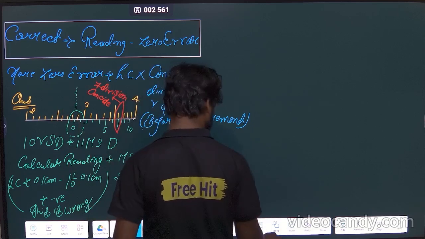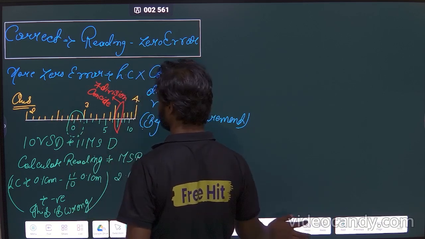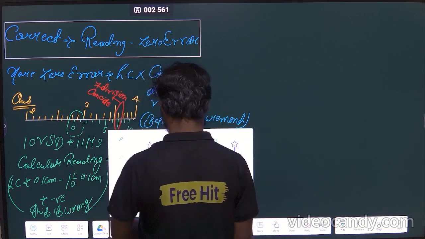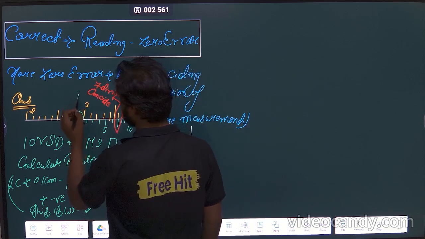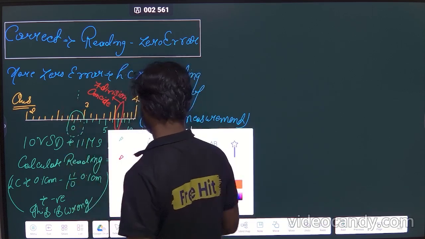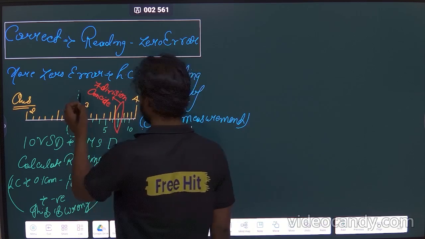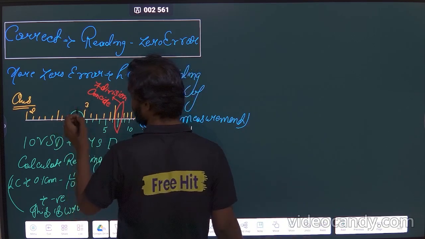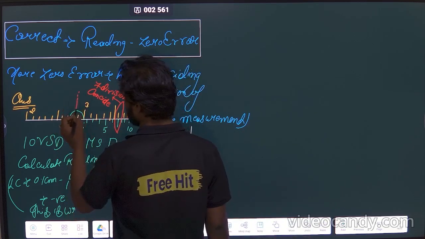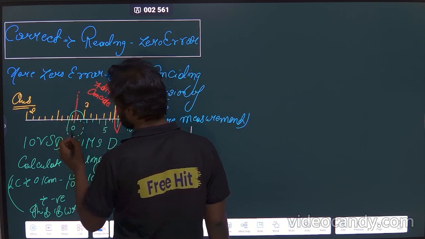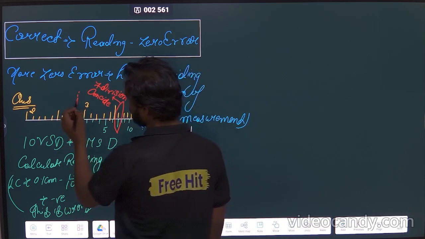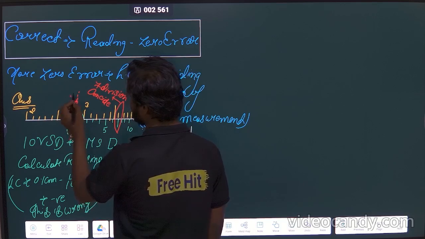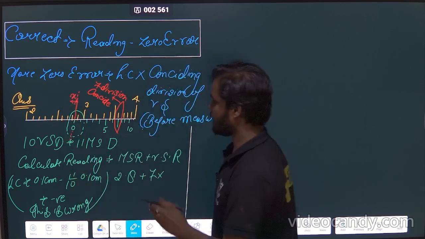Sorry, this is same as previous. If we see this distance, suppose this small distance we take it as x. I don't know, but I take it as x.